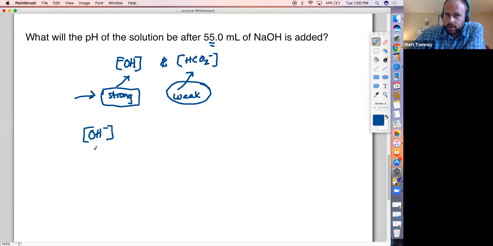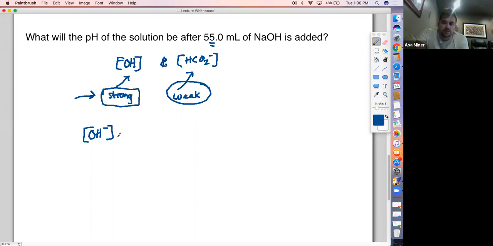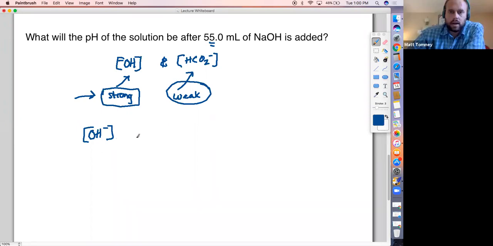I'm not going to need to set up what? An ICE chart. That's ICE, correct. Exactly. Okay. You will not need an ICE chart in a situation. Now, these are the points I'm trying to make. This is very important. Up through all the volume you added to the equivalence point, you use Henderson-Hasselbalch.